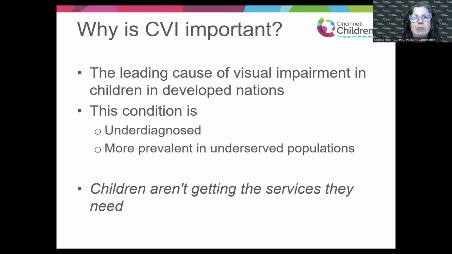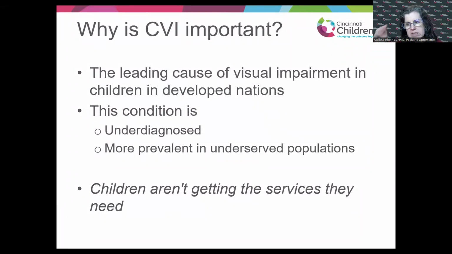So, why should we care? Well, CVI is the leading cause of visual impairment or low vision in children in developed nations. And the prevalence is just increasing, as we save babies younger, and they're at high risk of having CVI. The other problem is this condition is underdiagnosed, and it's more prevalent in our underserved populations.